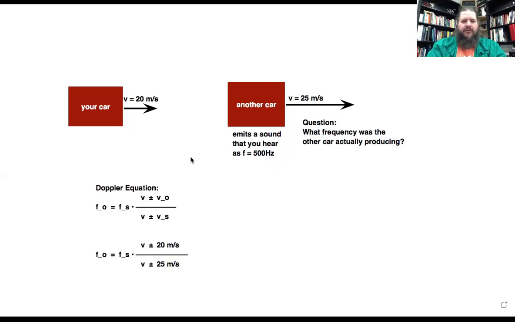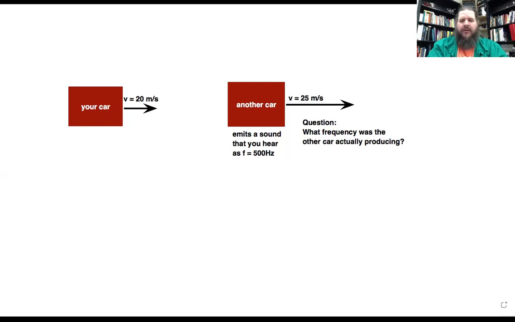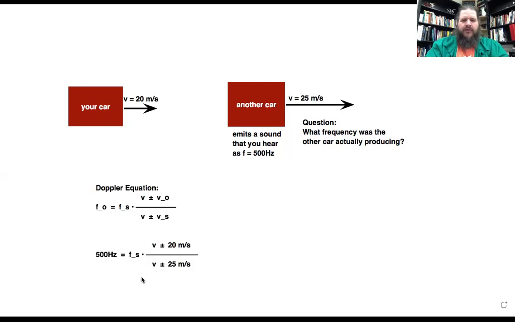And should 500 hertz be frequency of the source or frequency of the observer? It's the observer. Right. 500 hertz is the frequency you hear, not the frequency being produced. So frequency heard by the observer will be 500 hertz, and frequency of the source is unknown. That's really what we're trying to figure out. What frequency was the other car actually producing? That's the unknown frequency of the source.